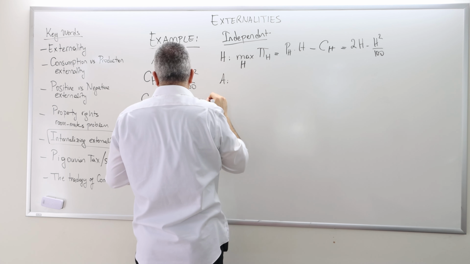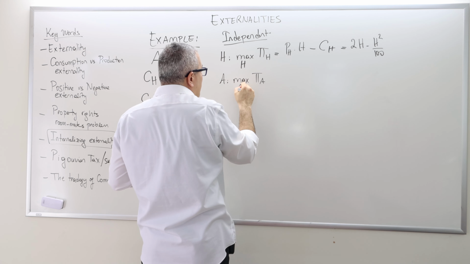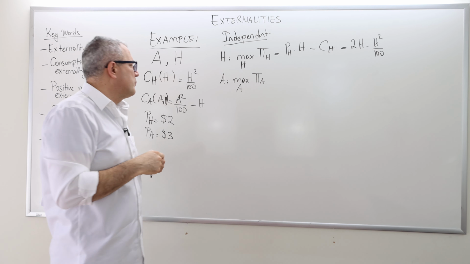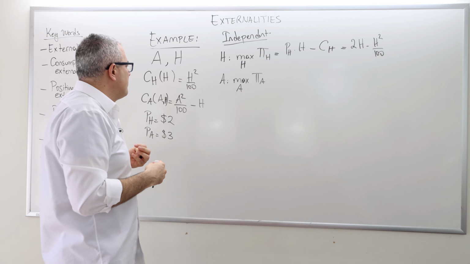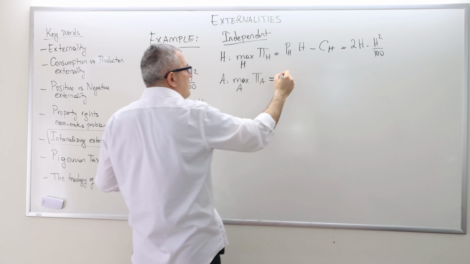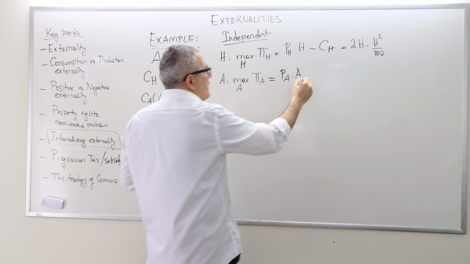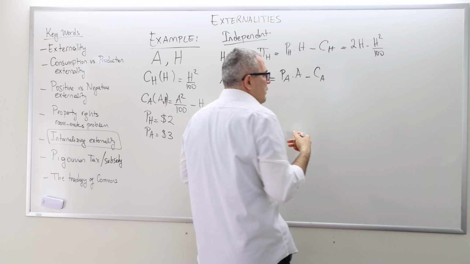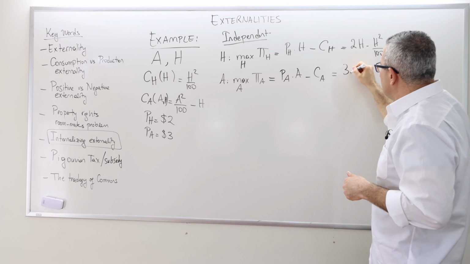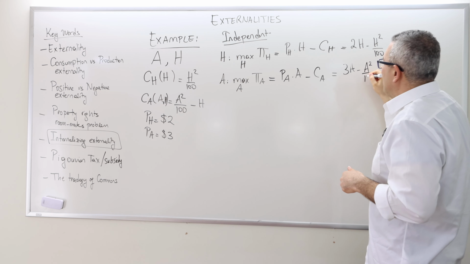What about the apple orchard? It's going to maximize its own profit by choosing apples only. The apple orchard does not choose the amount of honey to be produced because it doesn't grow honey bees. So the profit of the apple orchard is the price of the apple, PA, times the amount of apples it produces, minus the cost of producing apples. Just to be specific, the price of apples is $3, so it's 3A minus the cost of production, which is A squared divided by 100.